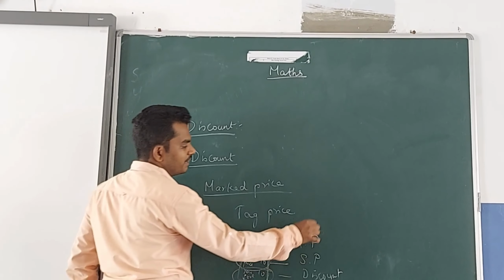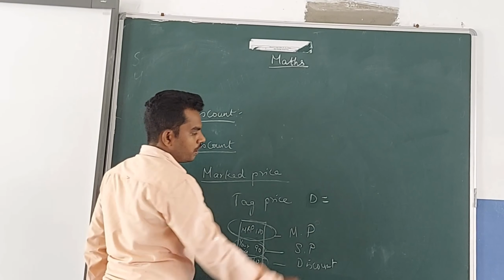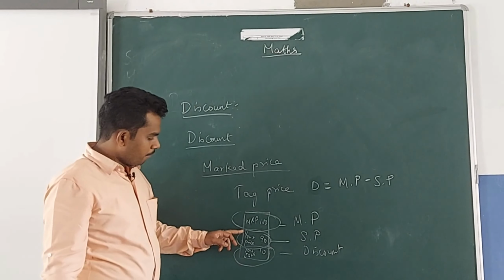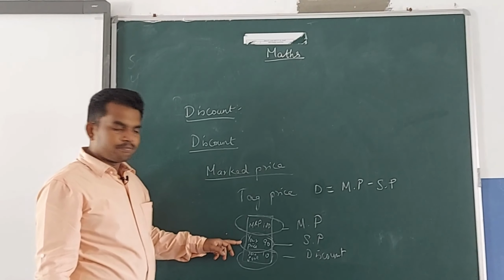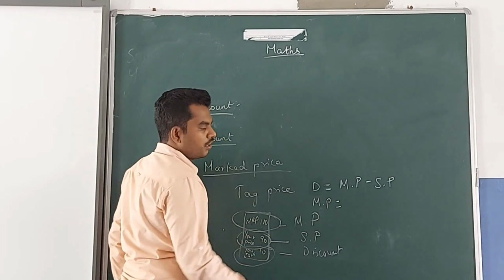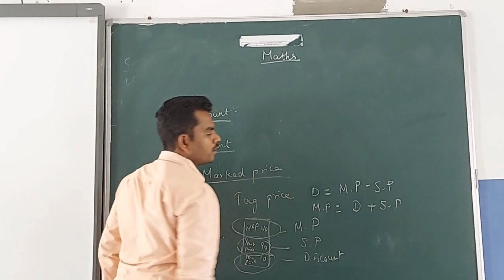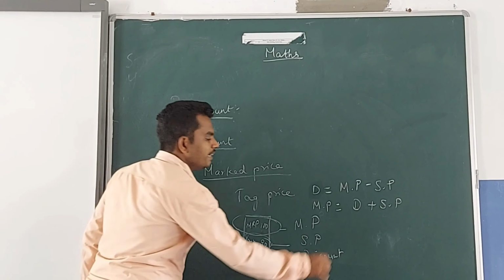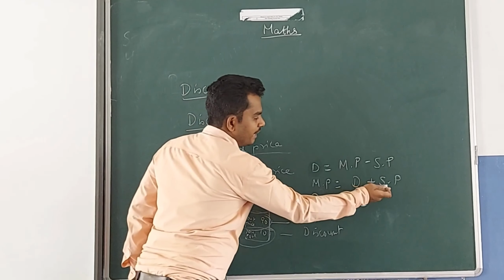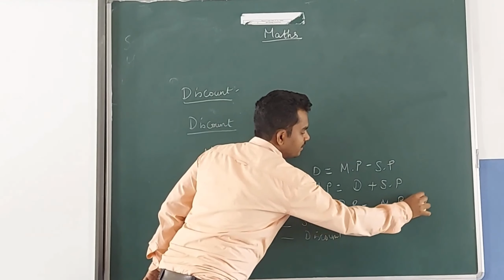So the formula is discount equal to MP minus SP. MP equal to what? The SP goes to that side. Discount plus SP. Next, selling price is what? I need SP only. So discount goes to that side. MP minus discount.